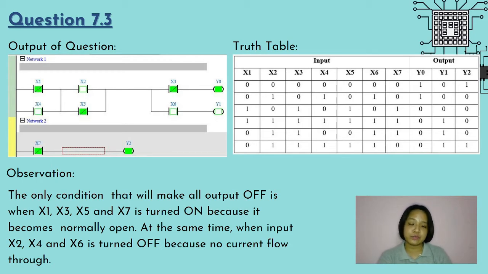When normally closed inputs are in off condition, current will flow through, and when the normally open inputs are in off condition, no current will flow through. That is why between Y0 and Y1, only Y0 is on, because X3 is normally closed and X6 is normally open. And the same goes for other inputs in this truth table. The only one that will make all of it off is when we turn on X1, X3, X5, and X7, and vice versa for X2, X4, X6.